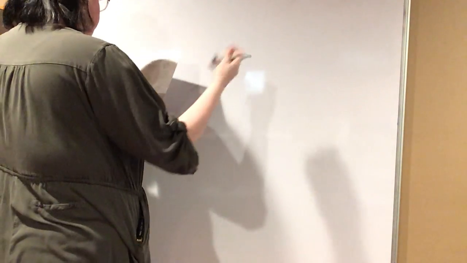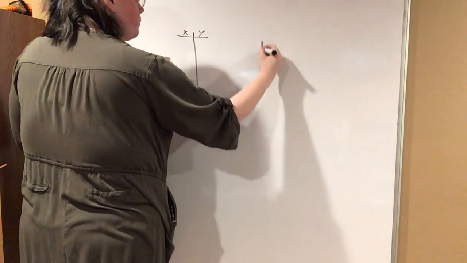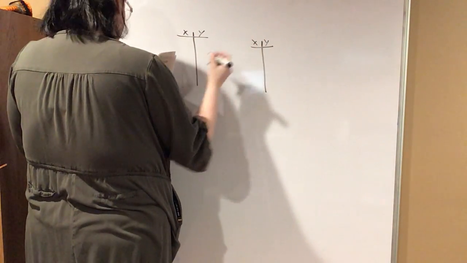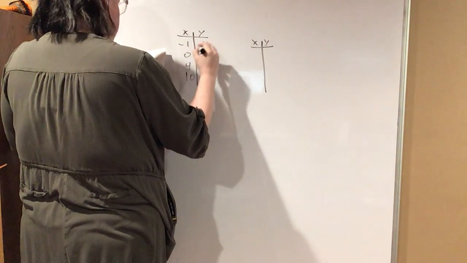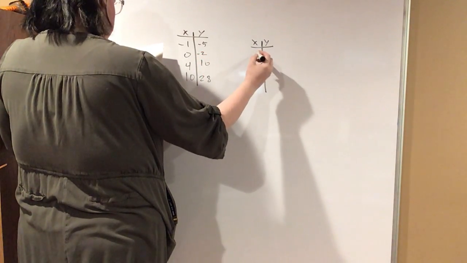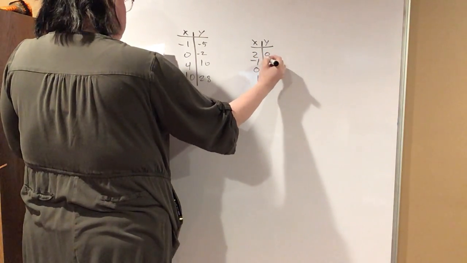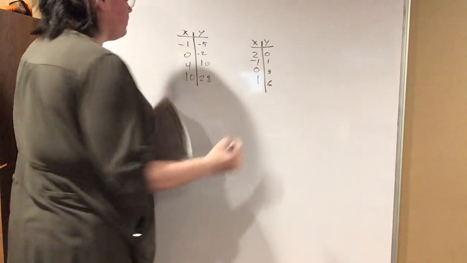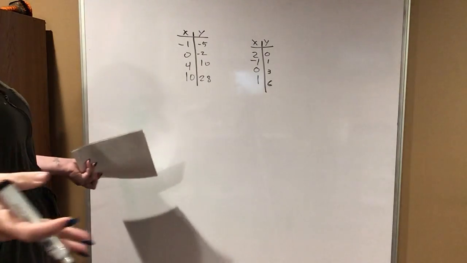So basically, if you're looking at a T-chart like this, they give you a T-chart. I'm going to do 2 T-charts up here. 1, 0, 4, 10. -5, -2, 10, 28. We'll do 2, -1, 0, 1, and 0, 1, 3, and 6. Okay, so I'm giving you 2 T-charts. So we can do it one of 2 ways.